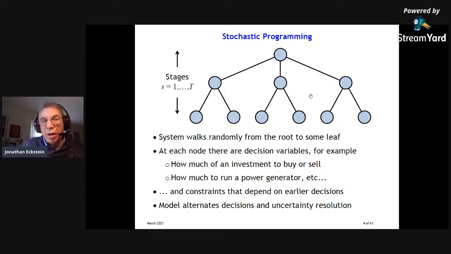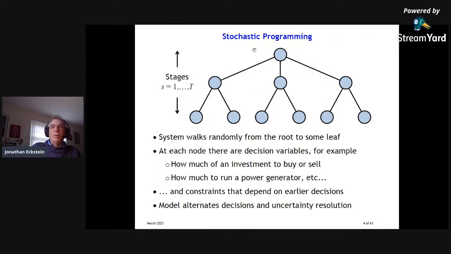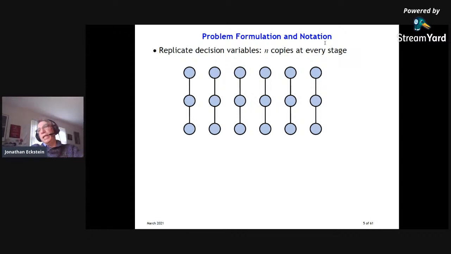So I know in Brazil, models like this get used for hydropower planning. But the general rule is, the model alternates decisions with uncertainty resolution. So we make a decision, then we find out which of these 3 nodes we go to, we make another decision, then we find out which of these nodes we go to, and then we make a final recourse decision, and the game is over. And generally one is trying to minimize expected cost or maximize expected profit over this process. So the key idea that Rockafellar and Wets had was to replicate decision variables.